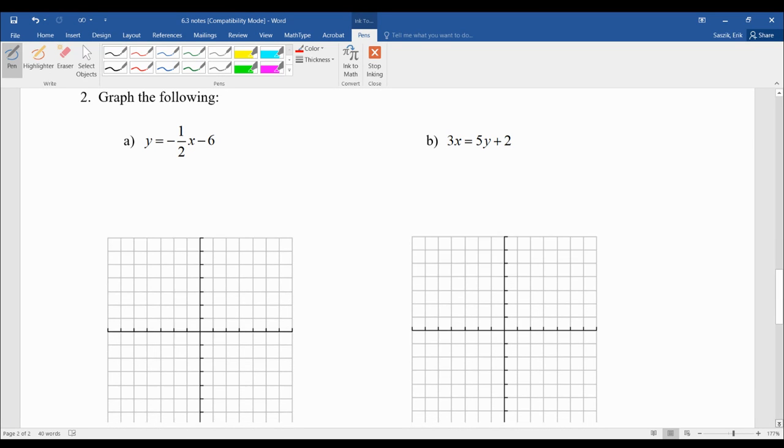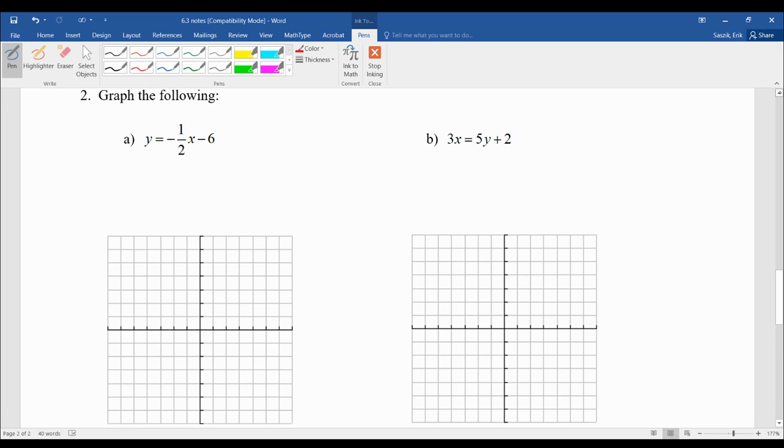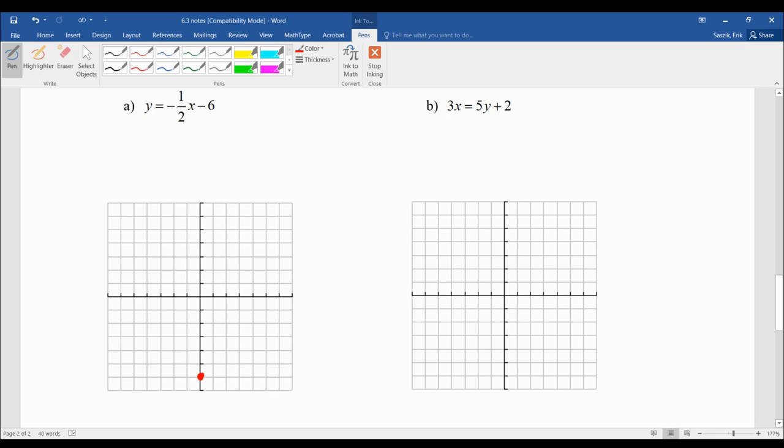Now here, graph the following. This is kind of review. This is in slope-intercept form. So there's the y-intercept, negative 6, right there. And the slope says negative 1, so down 1 over 2.